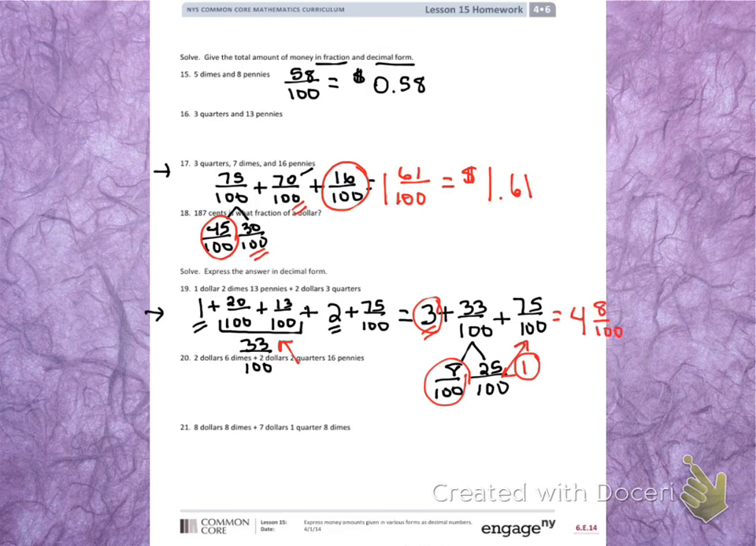And what's it ask us to express in? It asks us to express in decimal form. So that's going to be money. It's going to look like 4 and 8 hundredths. Make sure your 8 is in the hundredth spot. That means 8 pennies. So it's going to be $4.08.